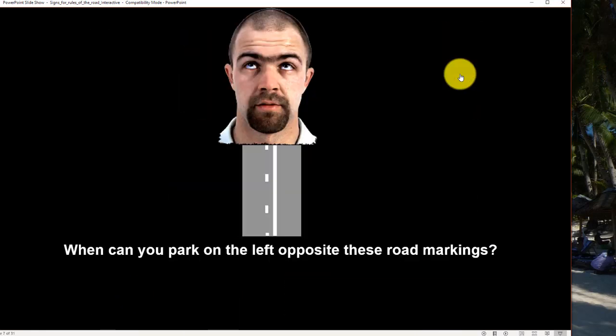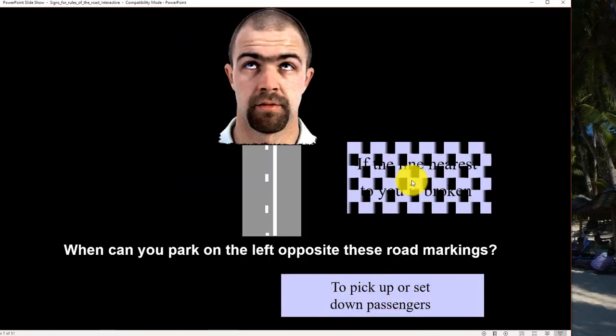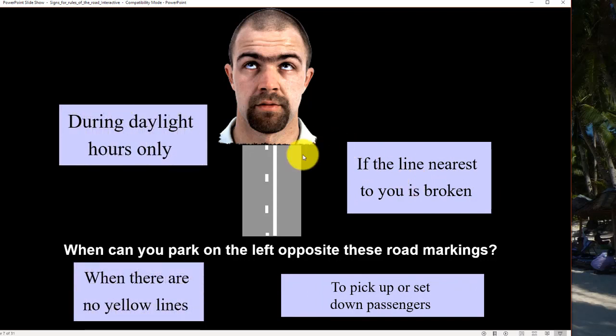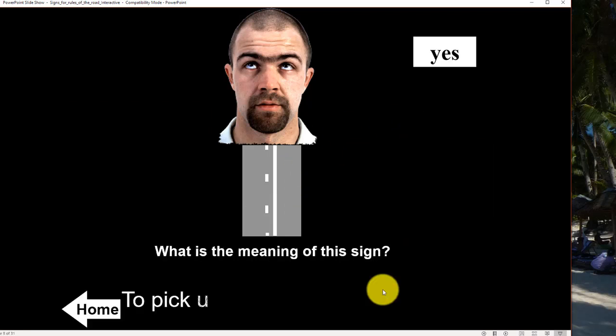Number 3. Where can you park on the left opposite these road markings? The answer: to pick up or set down passengers. And again, that was page 181, question 498 in the theory test book.